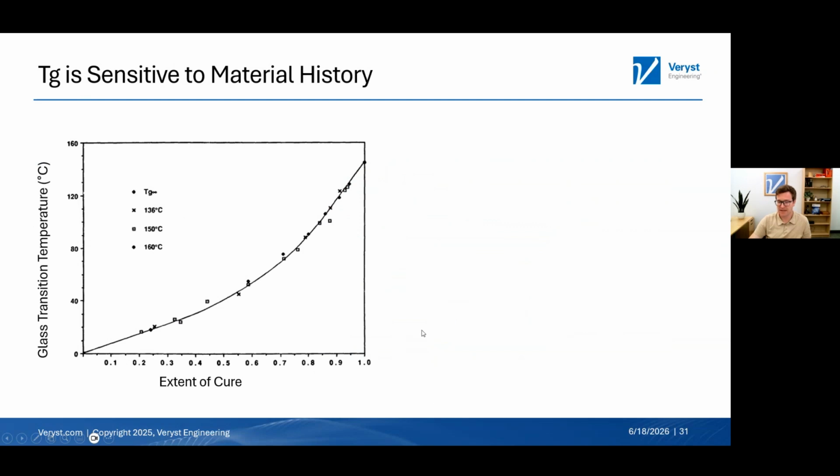And then speaking of the glass transition temperature, it is very sensitive to your material history. So this is data on an epoxy material where they measured the glass transition temperature as a function of the degree of cure. So degree of cure going to 1, which is 100%, essentially all of the chemical bonds in this thermoset are fully saturated. And you can see that in this high cure regime, you have about 3 degrees per percent cure. That slope is how much your glass transition temperature changes as you change that degree of cure.